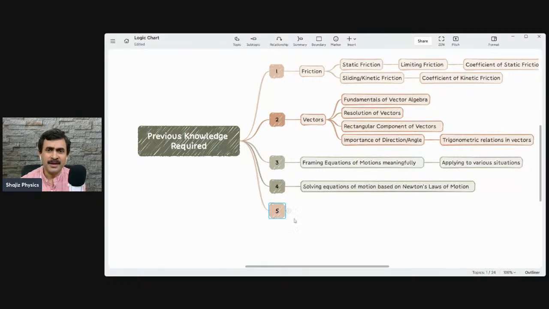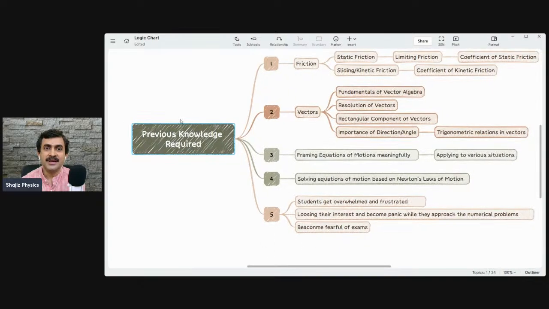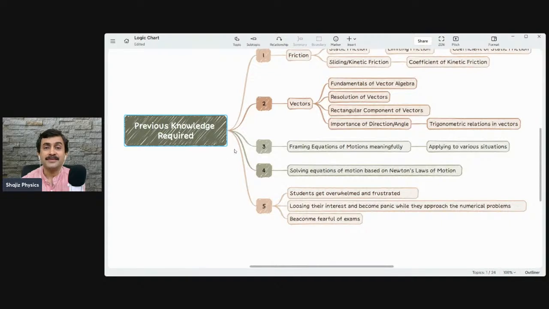Now let us look into this. See what will be the result of giving these kind of problems to a 9th standard student. Will the student be benefited in some way or other? I think never. The only result is the student will get overwhelmed and totally frustrated. They lose their interest and their confidence, and they panic when they approach numerical problems like this.